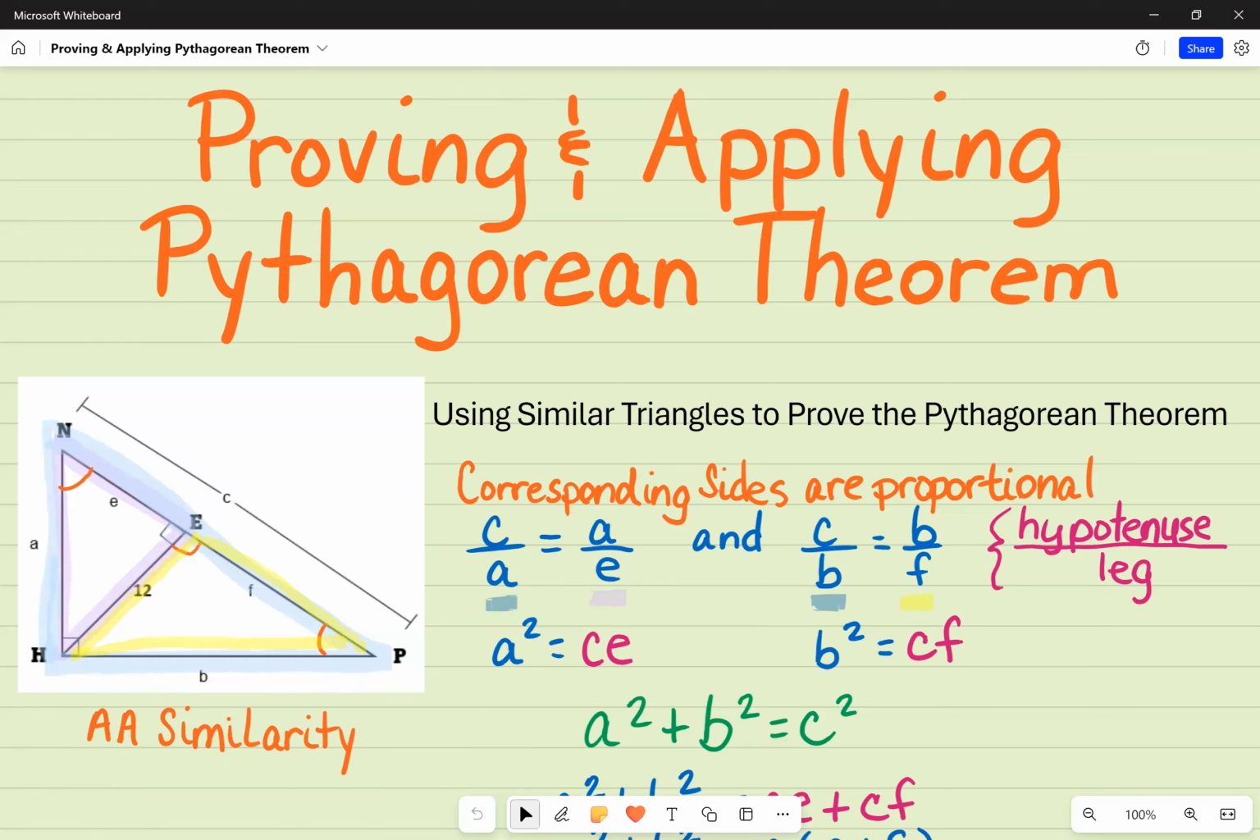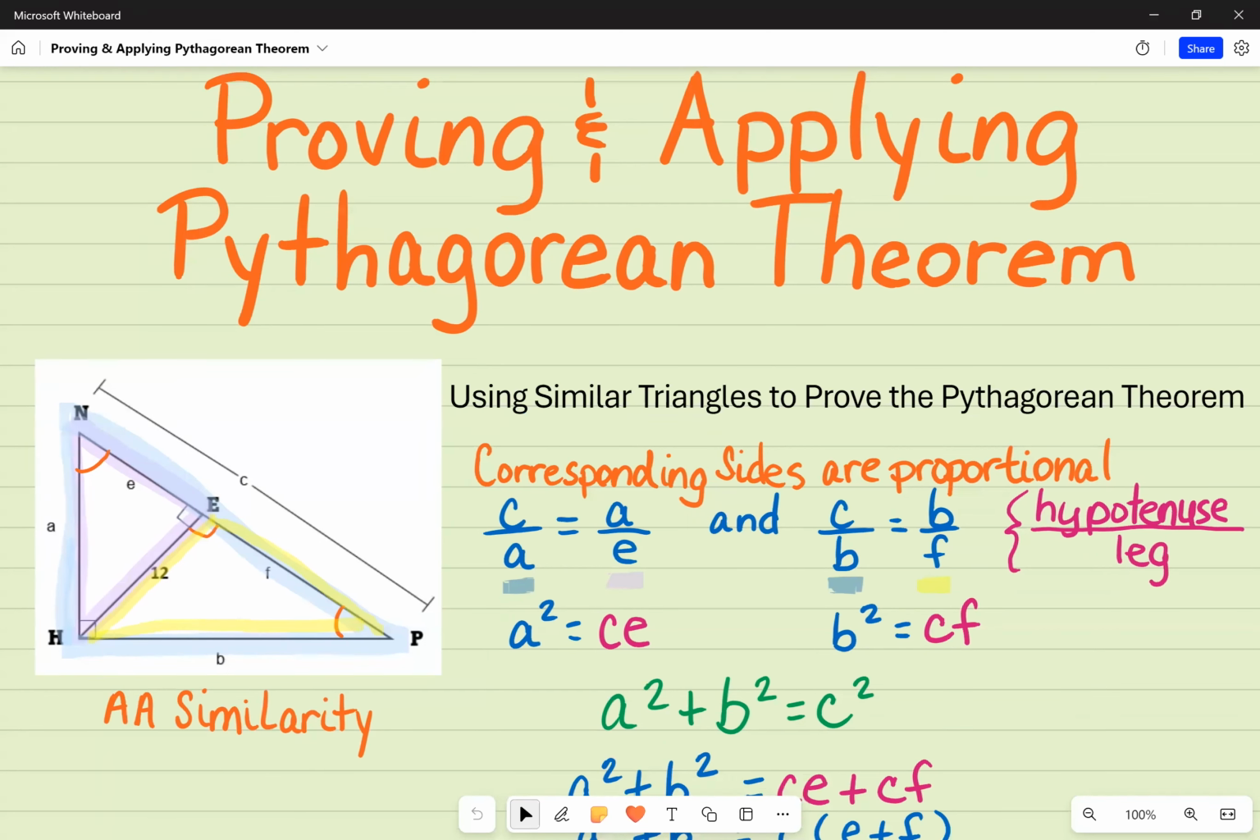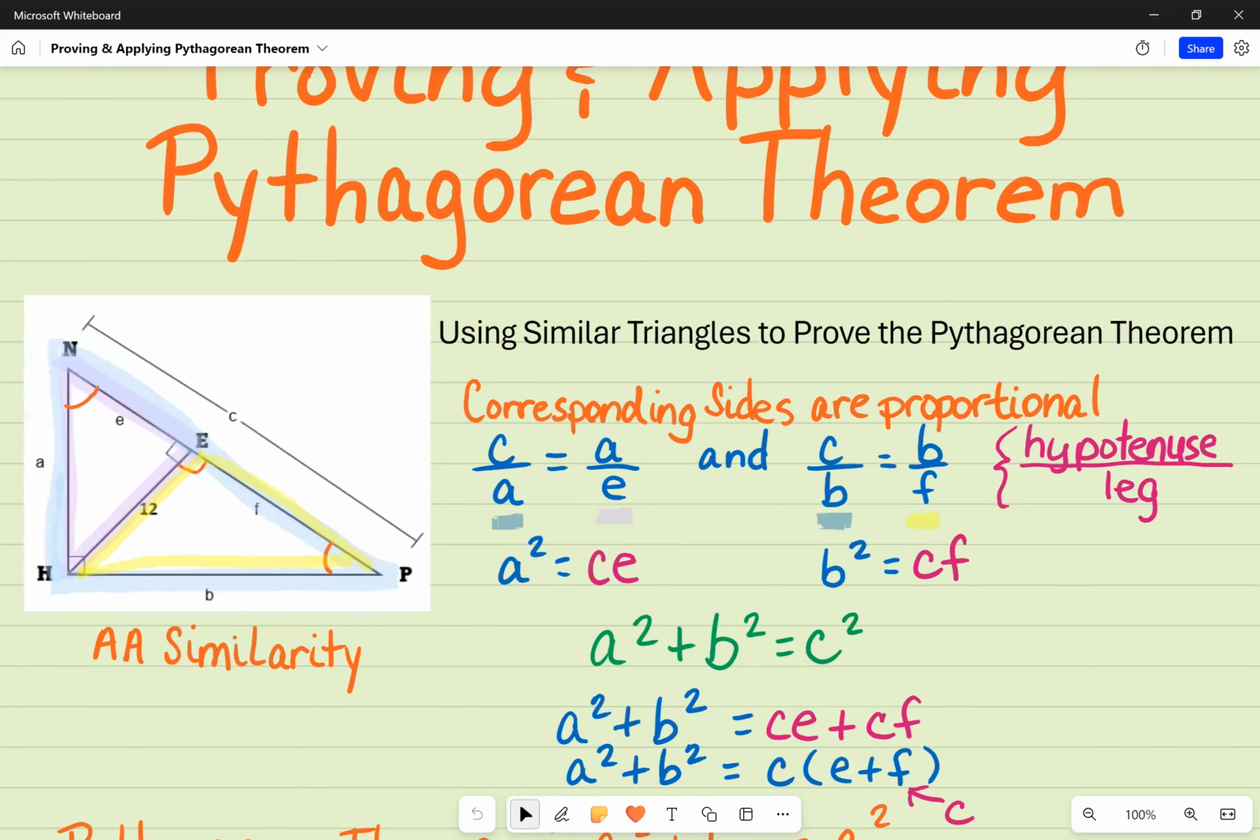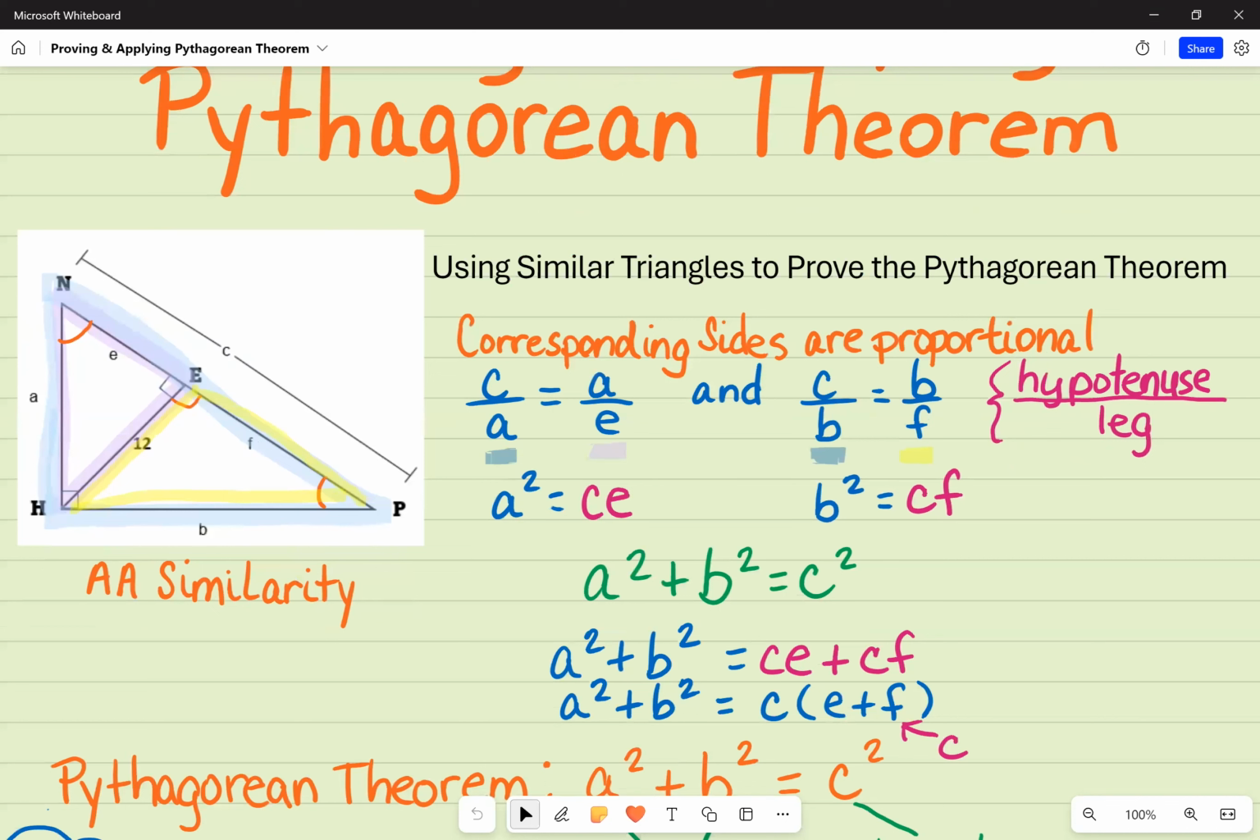This video will be about proving and applying the Pythagorean theorem. So for this first display, I'm showing 3 different highlighted triangles. And as we know with similar triangles, we have corresponding sides that are proportional.